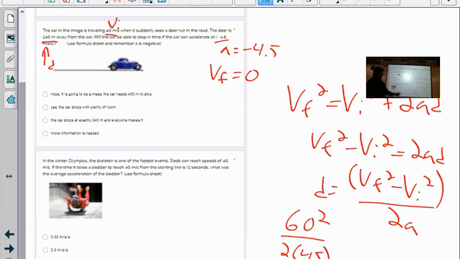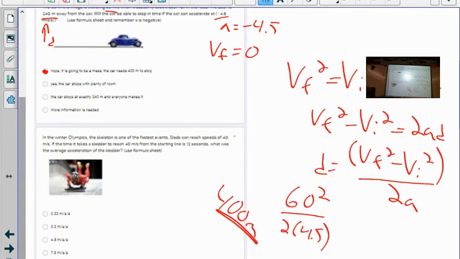And when I do this out, I am going to come up with 400 meters. And that is too far. Unfortunately, the deer is not going to make it.